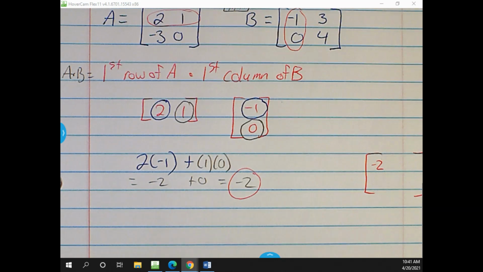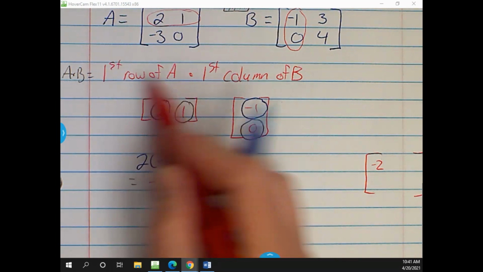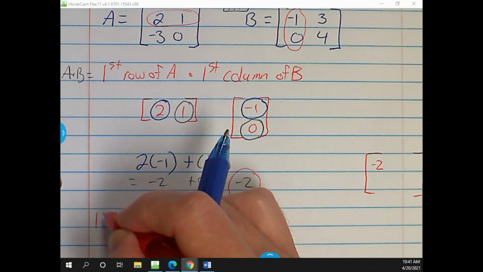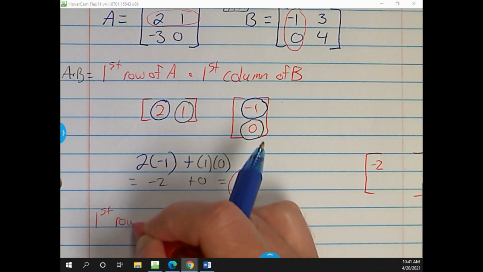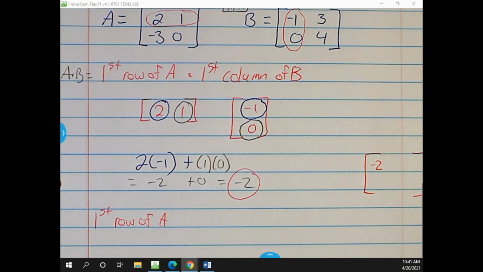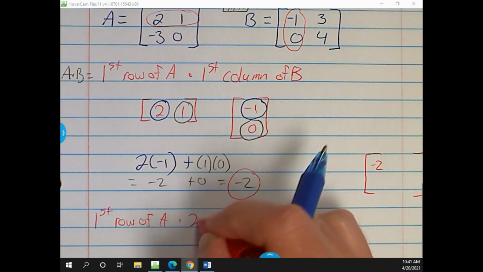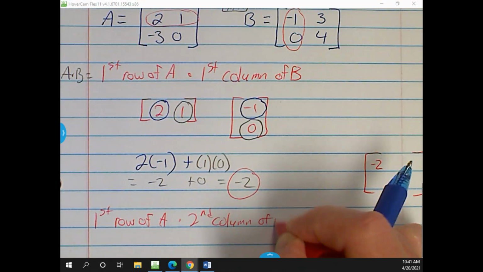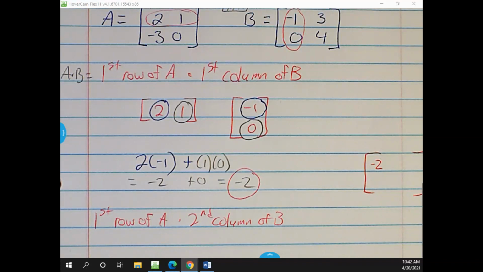Now, the way it goes is that you've got to do the first row of A. You've got to do everything you can with it. So since there's still one more column left over here, we're still going to take the first row of A. If there's 3 columns, you've got to multiply it 3 times. We've only got 2 columns, so we're going to multiply it 2 times. So now we're going to get the second column of B and multiply it.